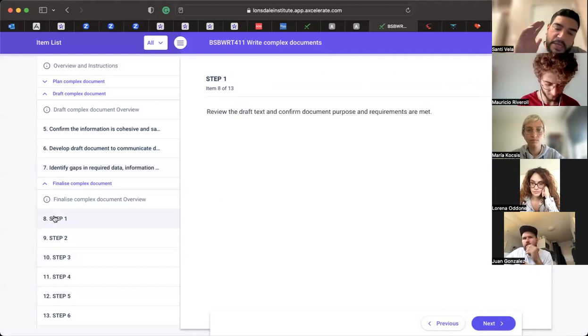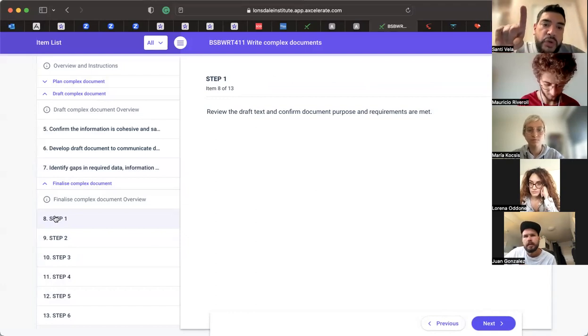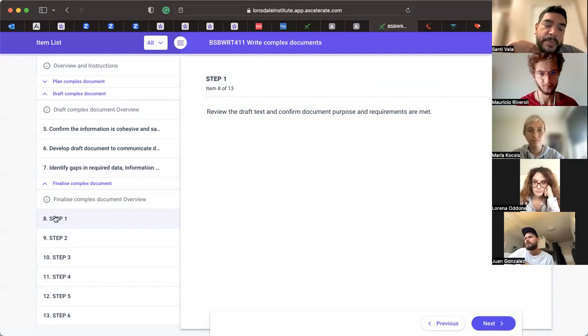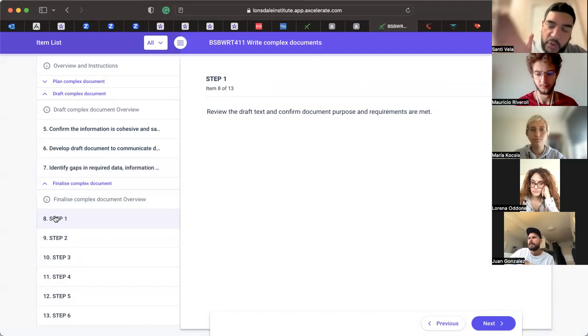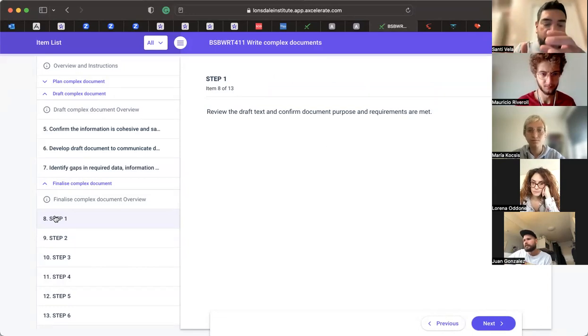So let's have a look. What is it that we need to do? Before we publish, we need to review the draft and confirm, once again, the document purpose. Are we fulfilling the purpose, the objective of this document in this draft? Yes or no? Are the requirements of the document explicitly written in this document? Yes or no? Are we following the policies of the company in this document? Yes or no? All right. So we have to review that draft. That is step number one. We need to find those gaps in information.